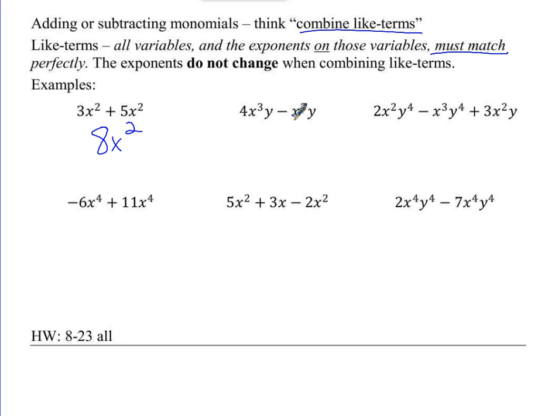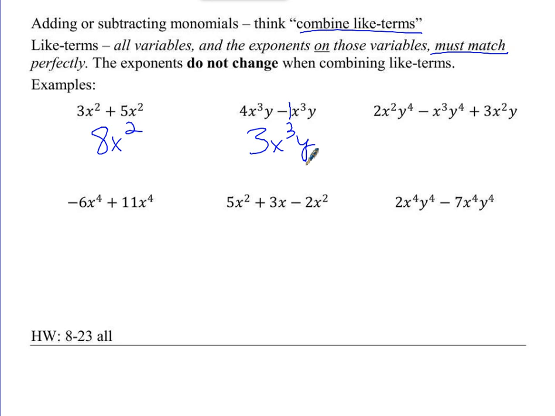What's the number in front of that? It's a 1. Anytime we don't see a number in front, we can assume there's a 1 there. So now what I see is 4 apples, basically, minus 1 apple. If I have 4 apples and I take 1 away, what do I get? 3 apples. So here this is 4x cubed y's minus 1x cubed y, which leaves me with 3x cubed y. There's your answer.